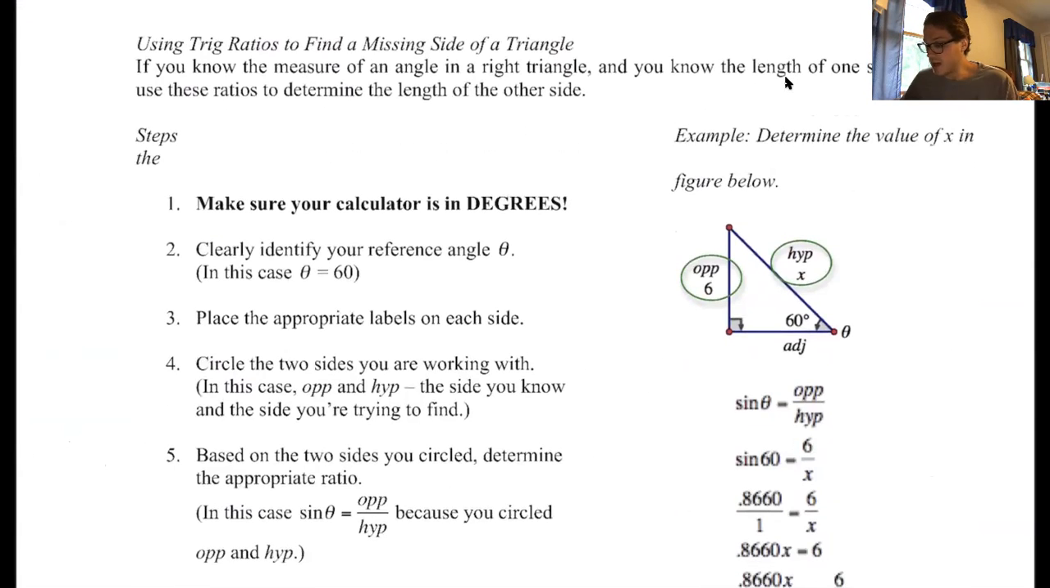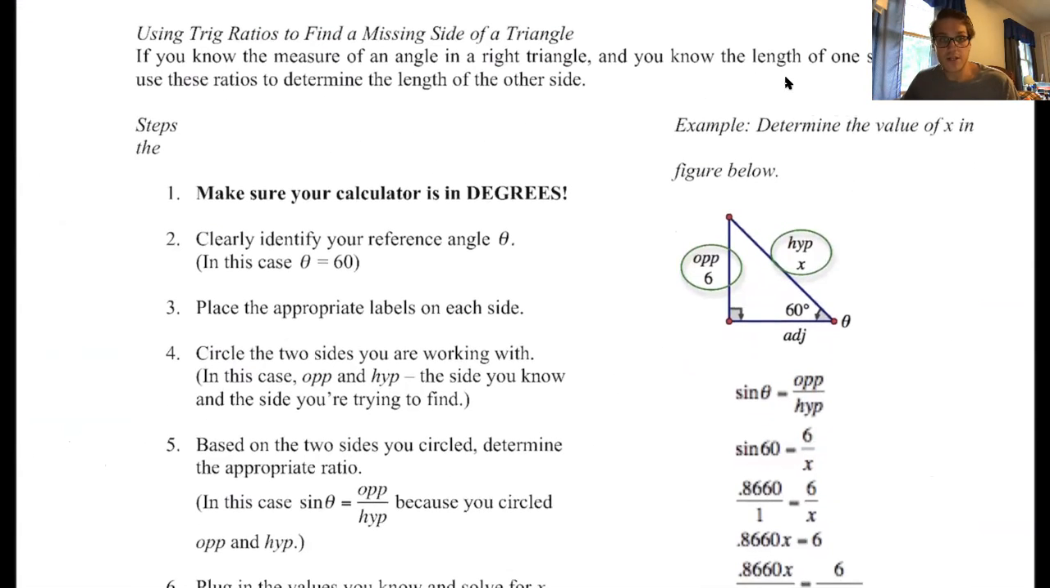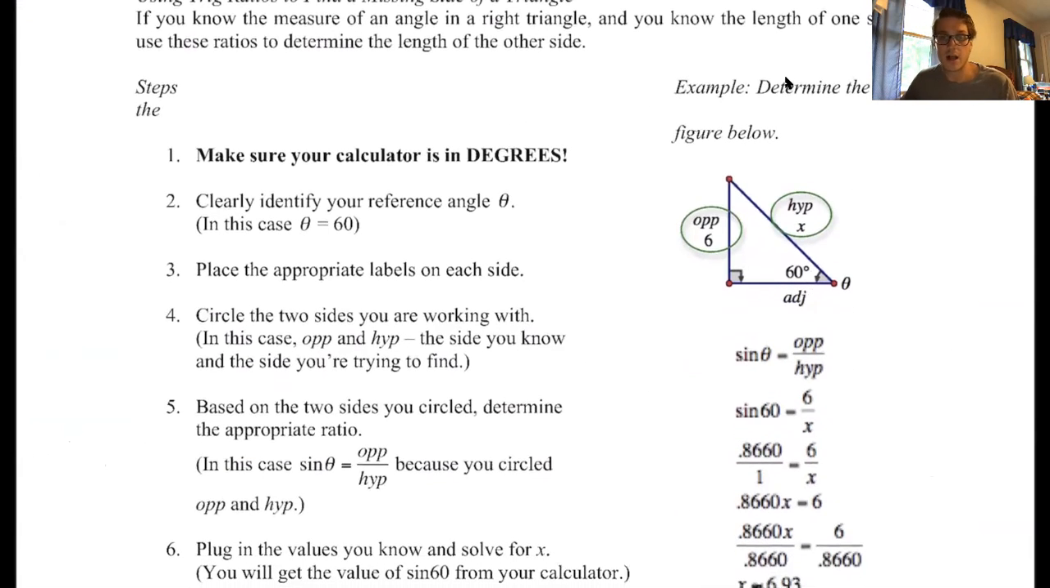But in order to be able to do that, like we said, we first need to mark our reference angle. And then, as you can see, in step 3, we place the appropriate labels on each side. I kind of skipped over step 1 there. Step 1 is kind of more like step 0.